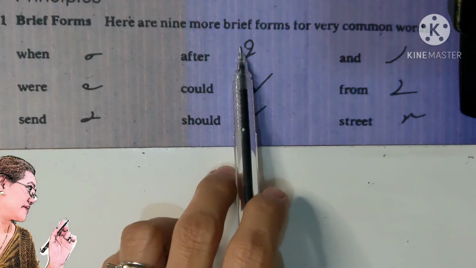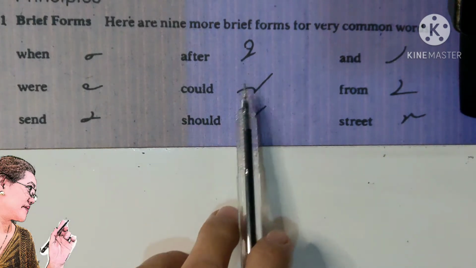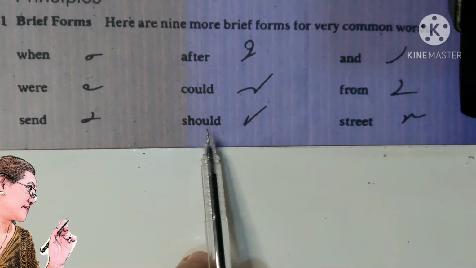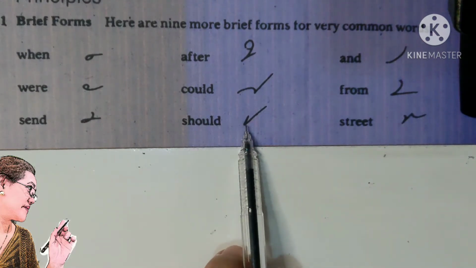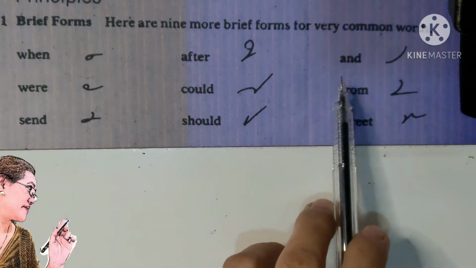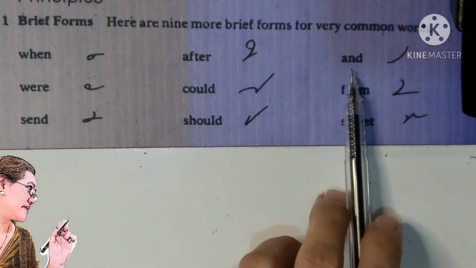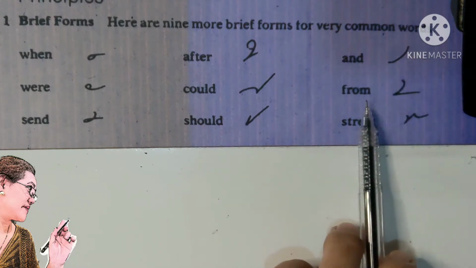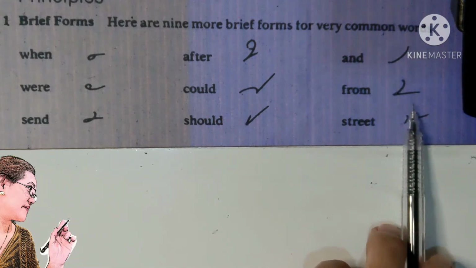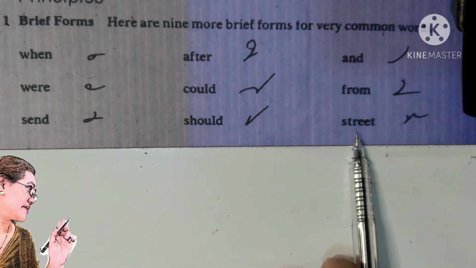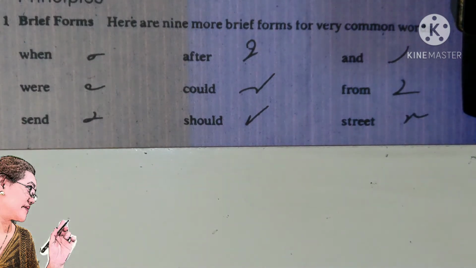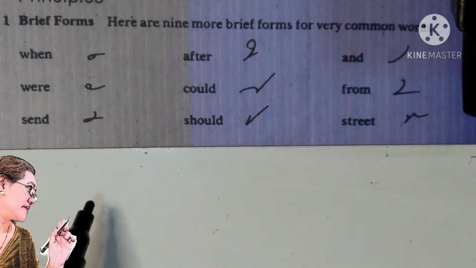"after" by "aft," "could" by "kd," "should" by "ish, d," and the full blend of "nd." "From" is "fm," "street" is "str." Okay, we will try to write it down.